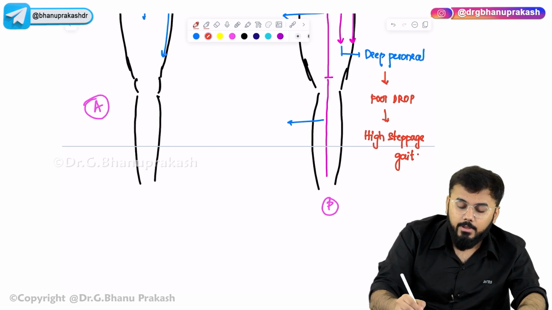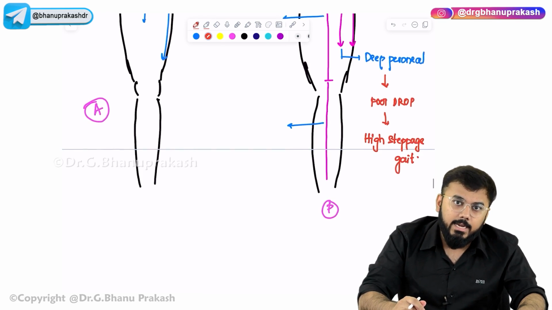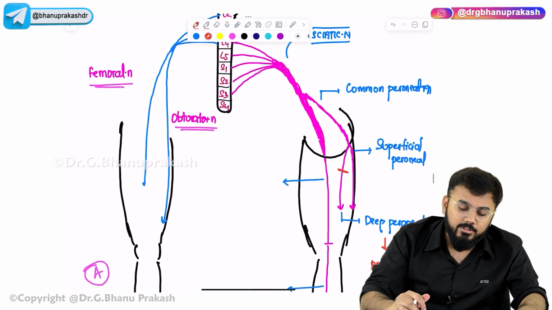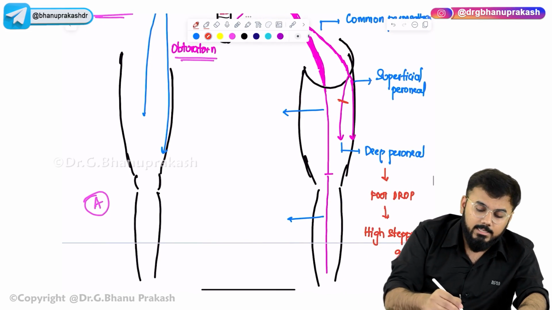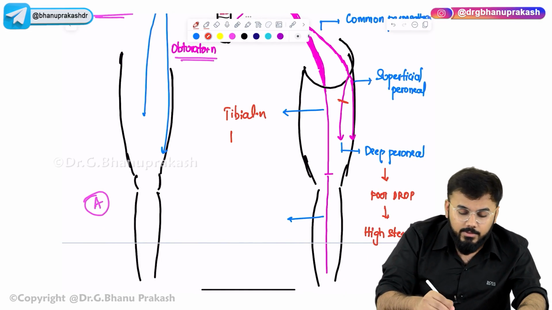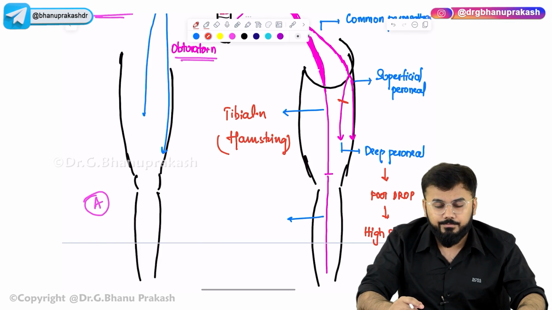Okay, this is one of the very important things. The second important thing you can see over here is that apart from this common peroneal nerve, the sciatic nerve continues down as the tibial nerve. This is your tibial nerve, right? So the tibial nerve supplies your hamstring muscles, the muscles located on the back of your thigh.